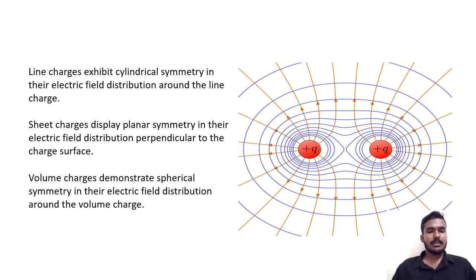Line charges exhibit cylindrical symmetry in their electric field distribution around the line charge. Sheet charges display planar symmetry in their electric field distribution perpendicular to the charge surface. Volume charges demonstrate spherical symmetry in their electric field distribution around the volume charge.